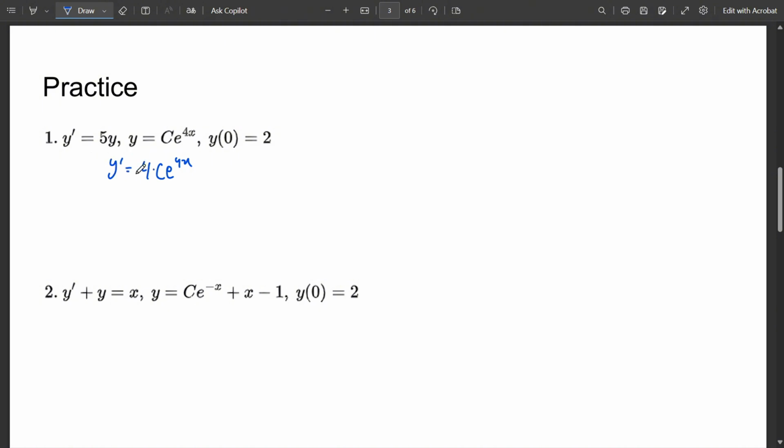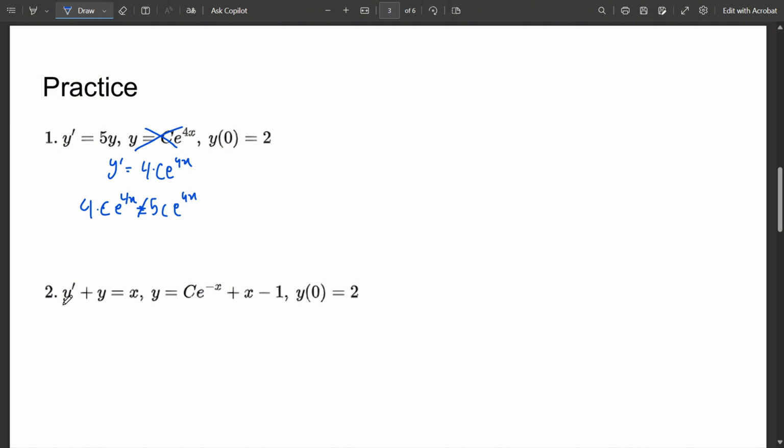We substitute y prime here and also y here. So we have 4 times c e to the 4x is equal to 5c e to the 4x. So is this true? Is this a solution? No, this is not the same. So that means this is not a solution. If it's not a solution, then the initial value doesn't matter. So we can skip this.